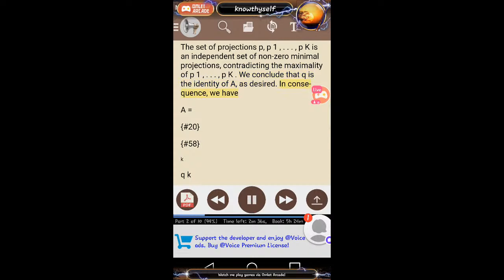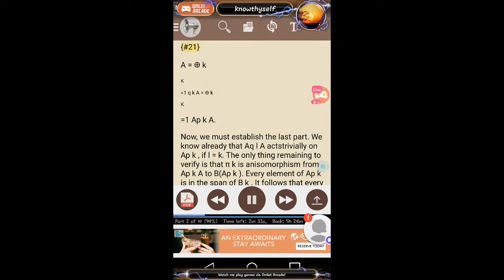In consequence, we have A = the sum over k = 1 to K of Q_k A, A = the sum over k = 1 to K of Q_k A.